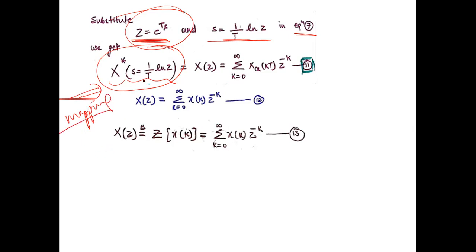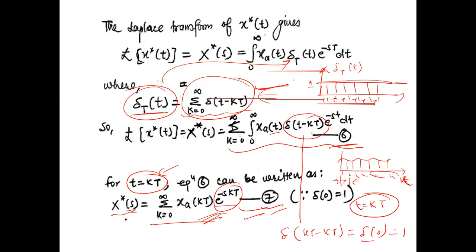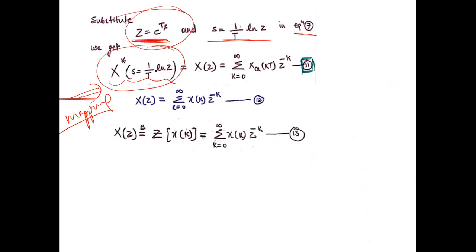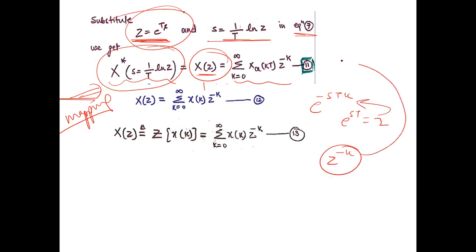We have mapped the continuous, because equation number 7 is in S plane. We have S operator here, Laplace operator. So what we have done, we have replaced S with this equation. So we have got Z transform directly. And if we see this particular equation here, because e raised to the power minus sTk, we have replaced e raised to the power sT with z. So if we put here, we have z minus k, right? So this is what we have here.